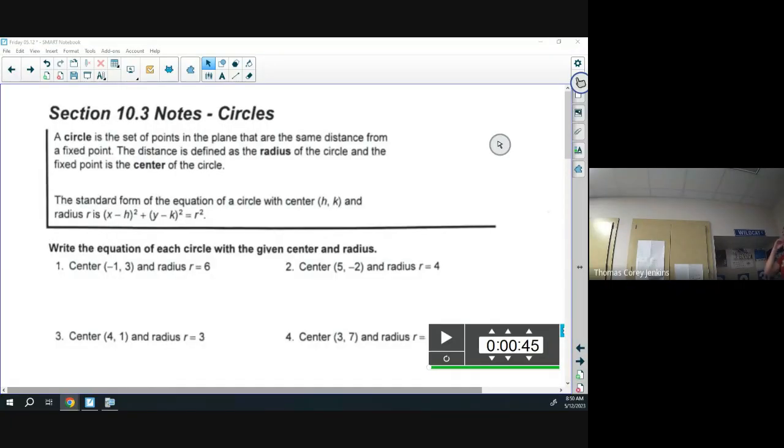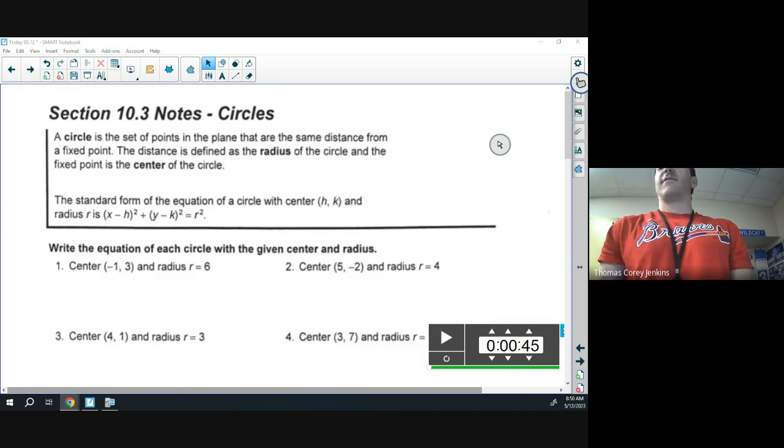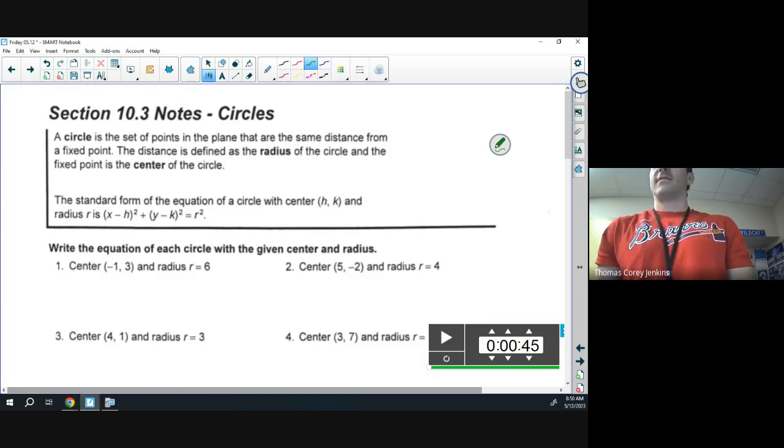All right, guys, so today we'll cover 10.3, the second of our four conic section lessons that we'll cover. These are all pretty short and sweet. Today's is about circles. By definition, a circle is the set of points in the plane that are the same distance from a fixed point. We call that point the center. The distance is defined as the radius, and the fixed point, the center.